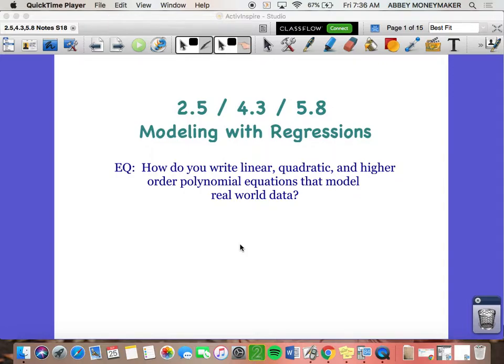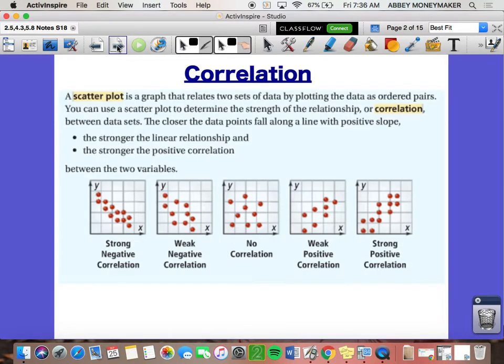So we do this by running regressions, and we can do this all at the same time because if you know how to do linear, you know how to do quadratic, and so on. So 3 sections seems like a lot, but I think we got it. So when it comes to modeling an equation, we look at what is called the correlation. Okay. So in order to talk about correlation, we reference back to what we call a scatter plot.